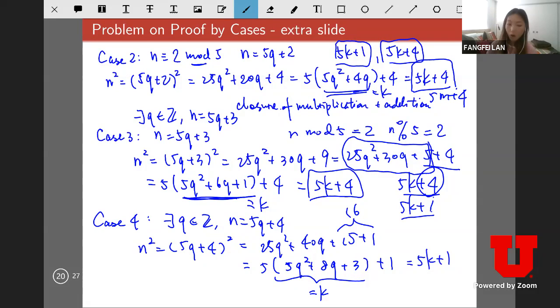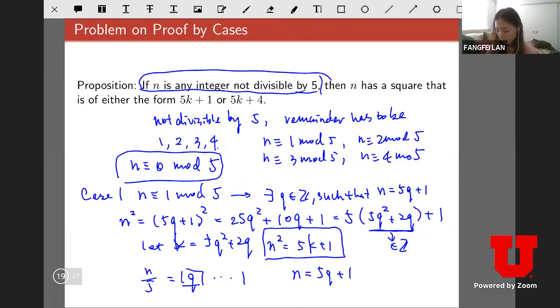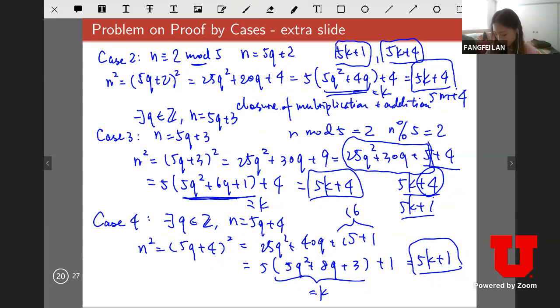So we covered all the cases, all the possible integers, and we still get 5k plus 1 or 5k plus 4 for every single case. And that is how we proved the statement. So QED: I don't actually know a lot of people who write QED at the end of the proof. Some people do draw a little square like this to say that's the end of the proof.